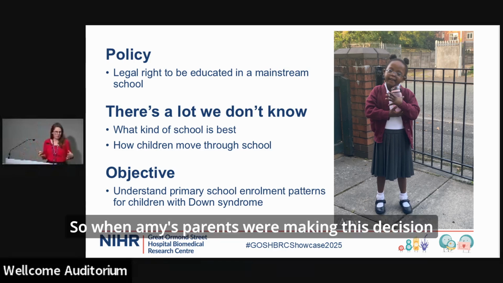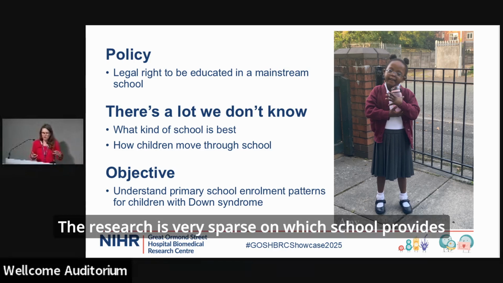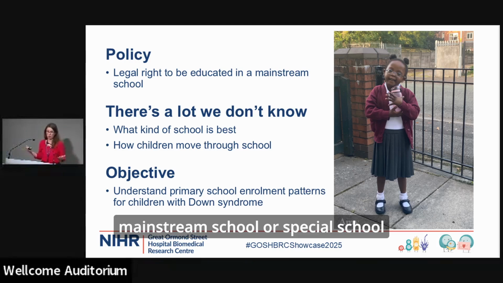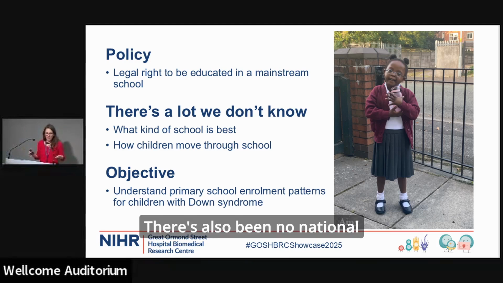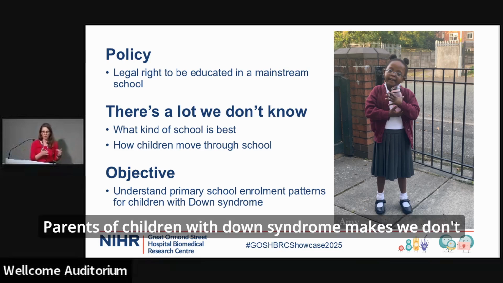So when Amy's parents were making this decision, they actually did not have a lot of evidence to go by. The research is very sparse on which school provides better support for children with Down syndrome, mainstream school or special school. There's also been no national reports letting us know what choices parents of children with Down syndrome make.